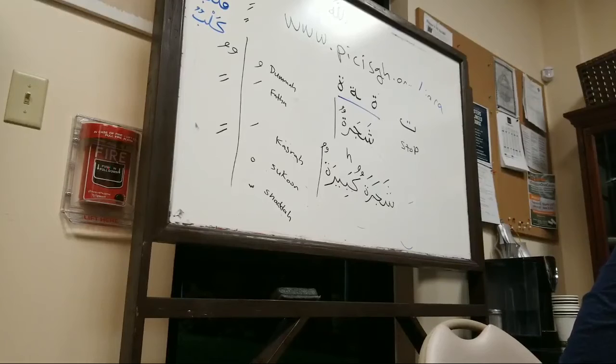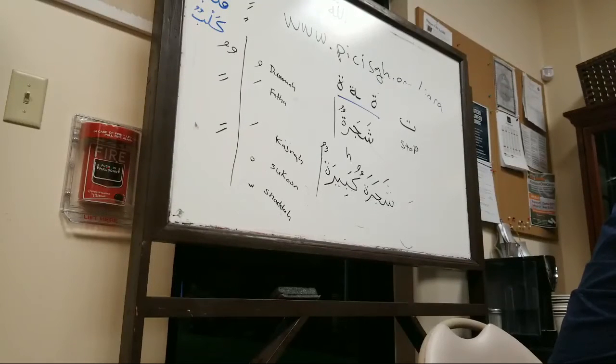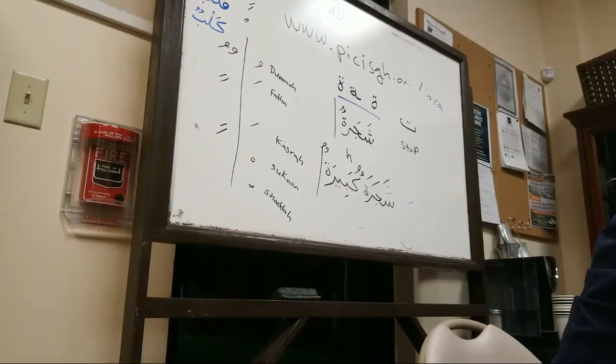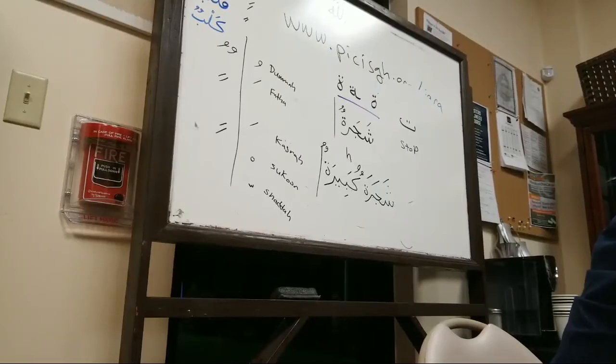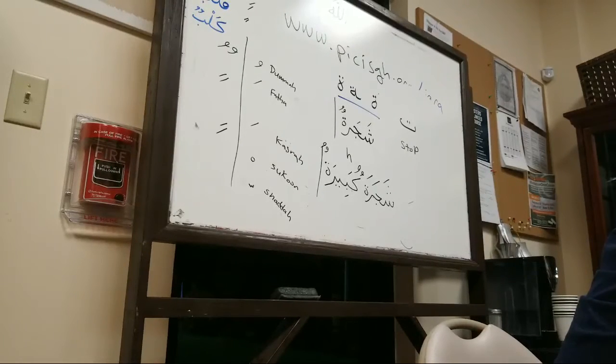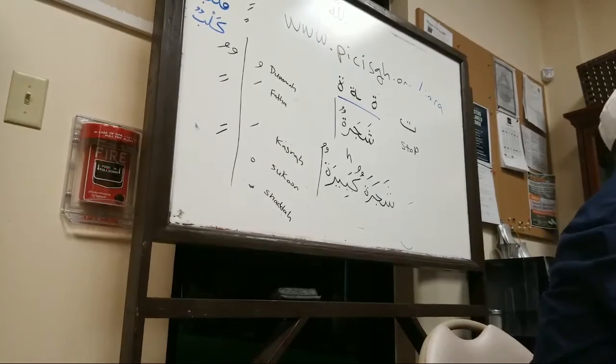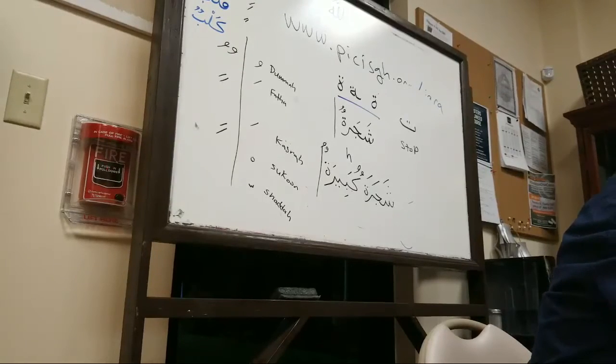Remember, how do I know if it's a qaf or a ta, because it has two dots, right? I said if it has two dots, it's a ta. No, because when you look here, ta in the beginning looks like this. Ta in the middle, how does it look? So that's where this lesson comes into place. Ta in the middle looks like this. Qaf in the middle looks like this. Okay? Qaf as in Q?